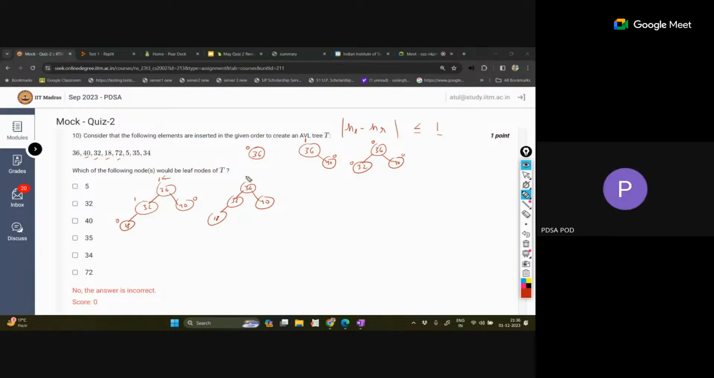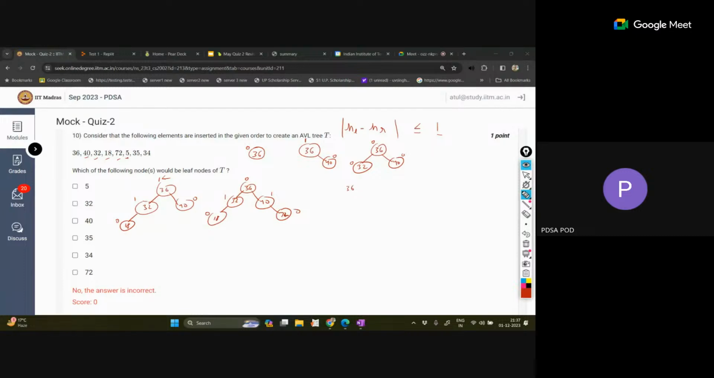So now 72 is greater than 36. Move to the right and compare with the next node, 40. 72 is greater than 40. Move to the right. Right is empty, so we will add 72 here. Now we compare again: 0, 0. For 32, 1 minus 0, 1. Similarly for 40, 0 minus 1, minus 1, so we take 1. Now for 36, left is 2, right is 2. 2 minus 2, 0. No problem. Next we will add 5.